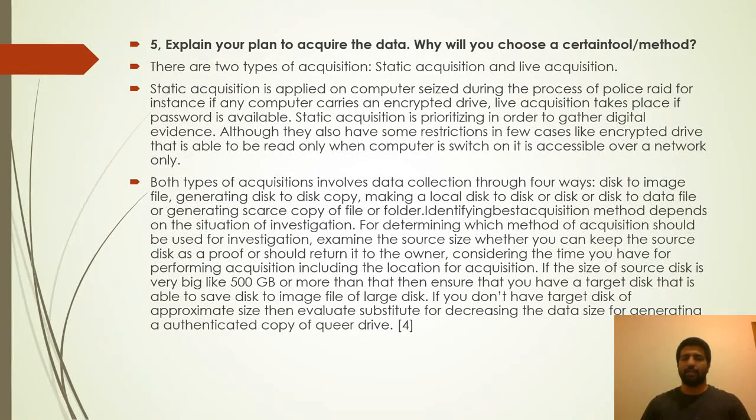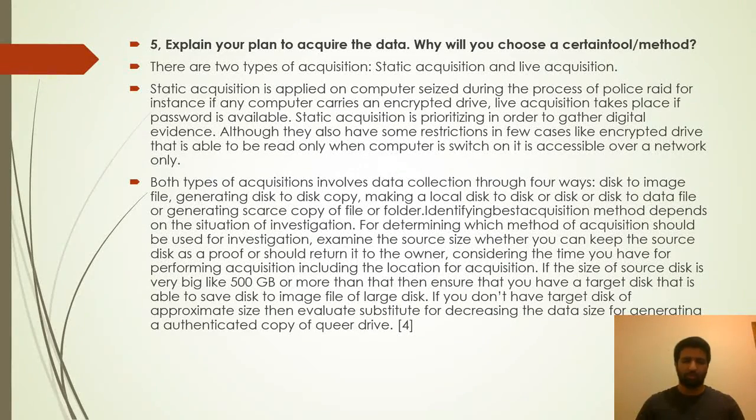Both types of acquisition involve data collection in four ways: disk to image file, disk to disk copy, making a local disk copy, or generating a sparse copy of a file or folder. Identifying the best acquisition method depends on the situation of the investigation. To determine which method should be used, examine the source size and whether you can keep the source disk as proof.